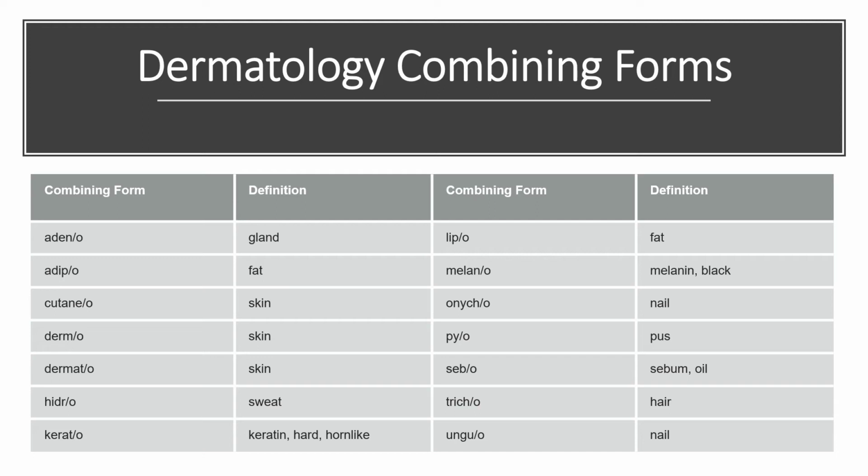Hydro refers to sweat, kerato refers to keratin or hard or horn-like substance, lipo refers to fat, melano refers to melanin or black, onycho refers to nail, pyo refers to pus, sebo refers to sebum or oil, tricho refers to hair, and unguo refers to nail.